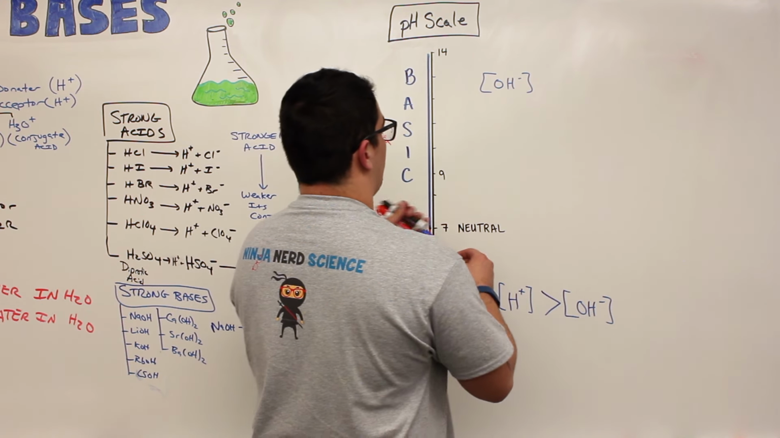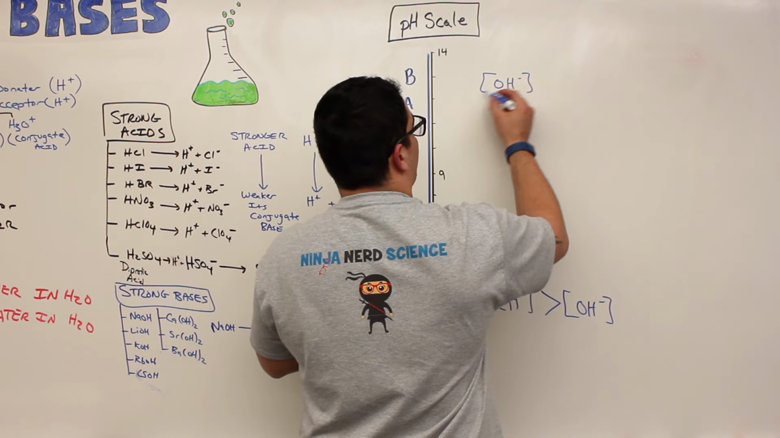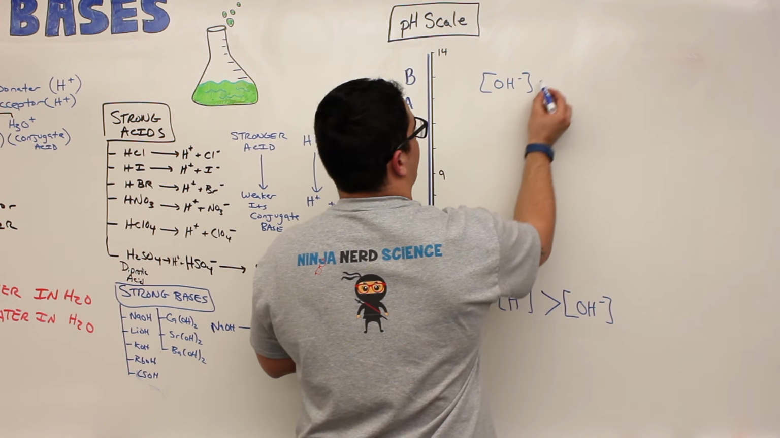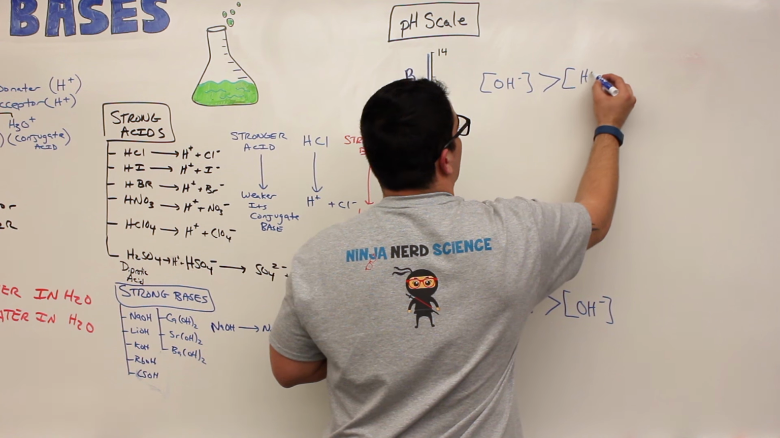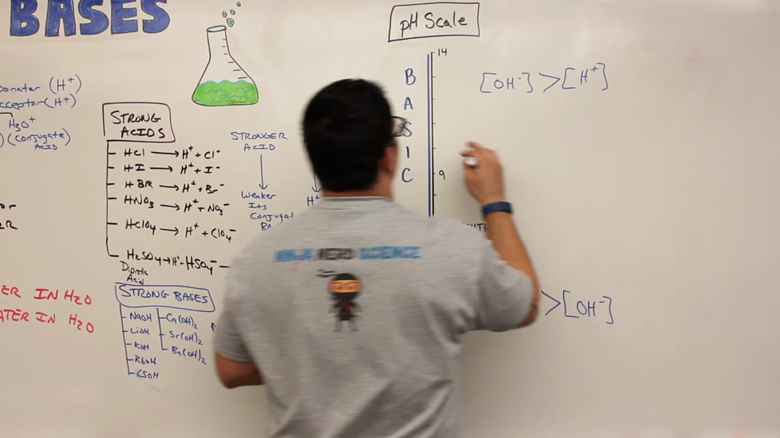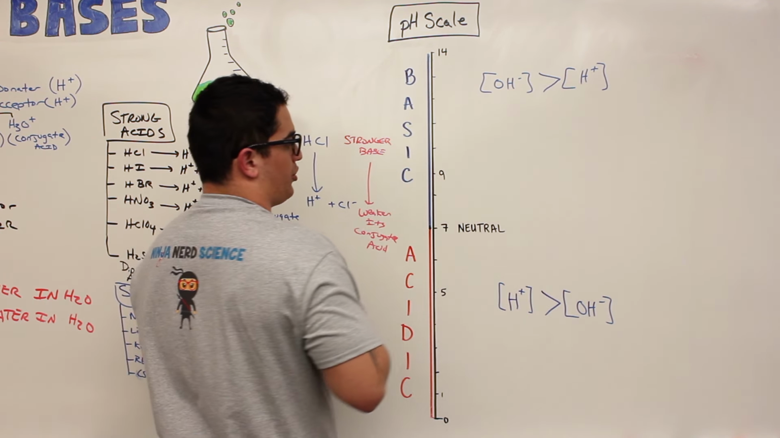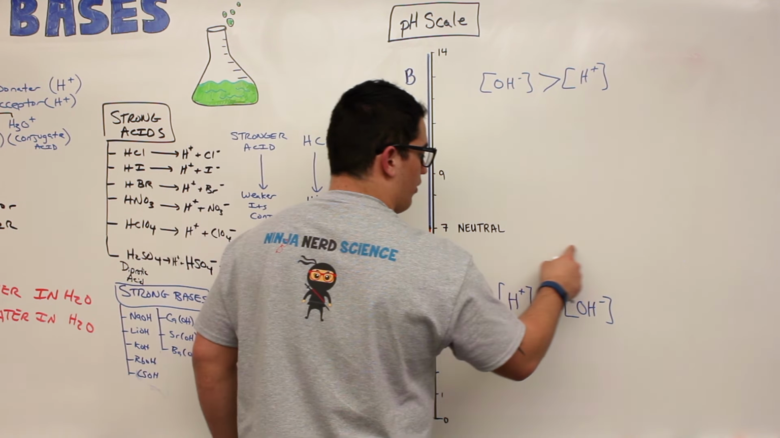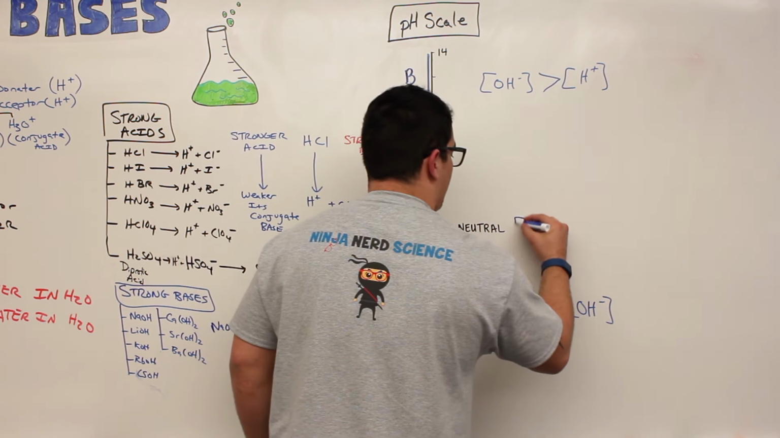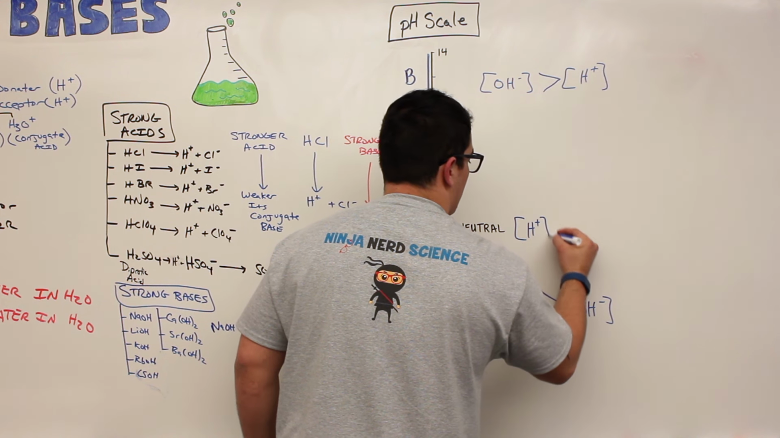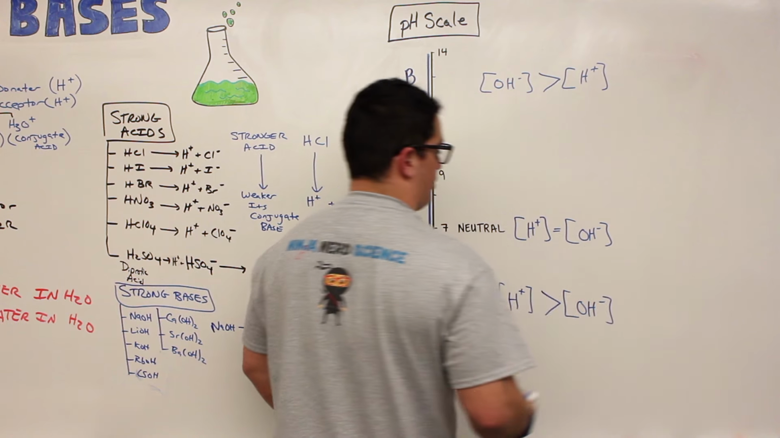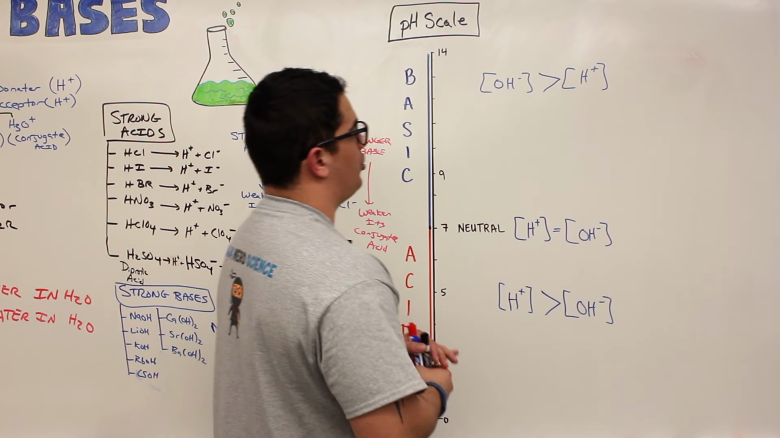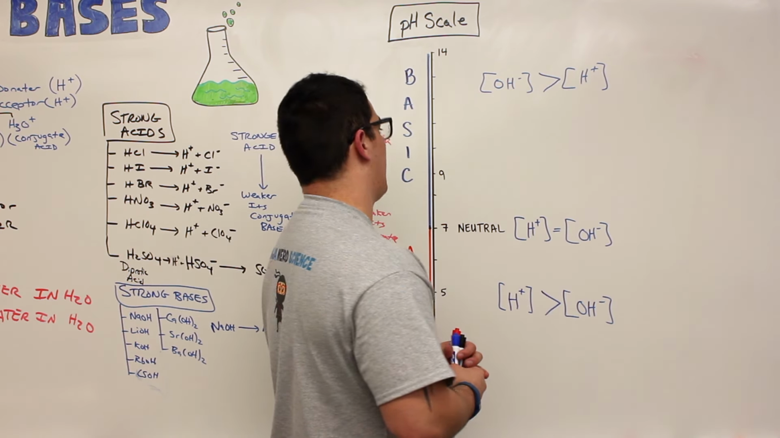In the basic solution, we want it to be measured by hydroxide ion concentration. So the greater the hydroxide ion concentration is than the H plus concentration, that means that we're in a basic solution. What if it's neutral though? Then these two are equal. So then the H plus concentration is equal to the hydroxide ion concentration. And this is an important relationship when we talk about Kw here in a second.